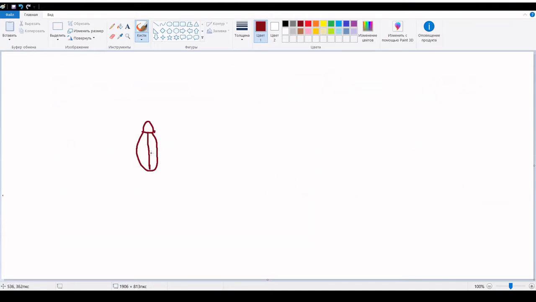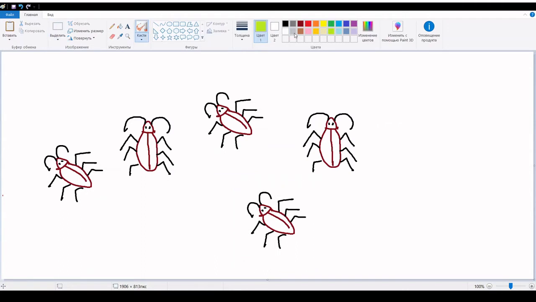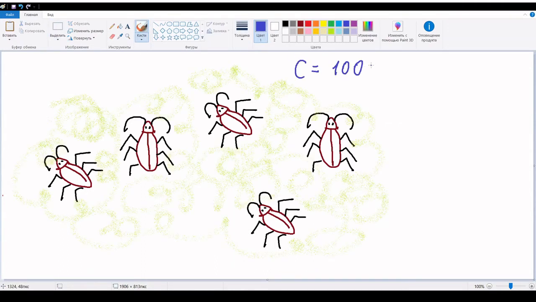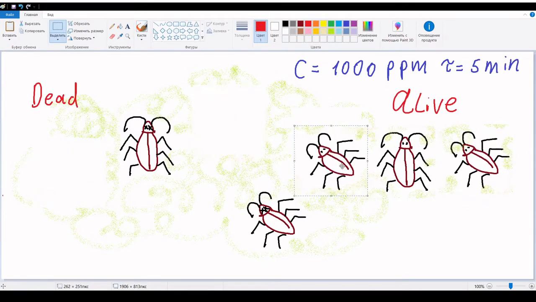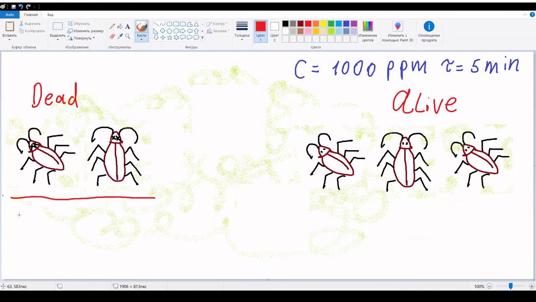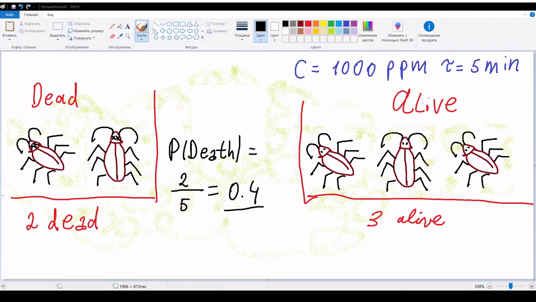For example, we have 5 model insects. We apply contaminated toxic air with a known concentration, let it be 1000 ppm, for 5 minutes. Then we see that 2 insects are dead, while 3 others have survived the experiment. Having this data, we can tell that the probability of death after taking this dose will be equal to 0.4.